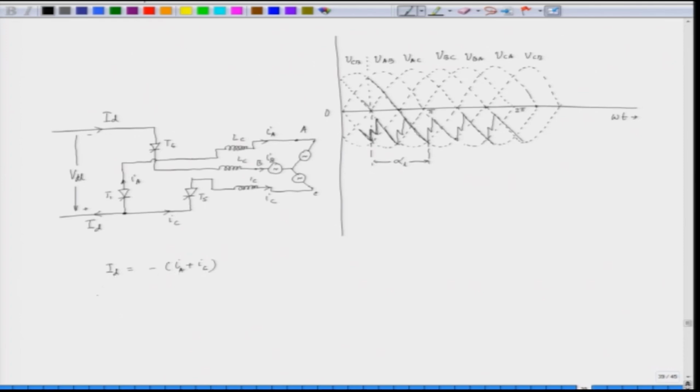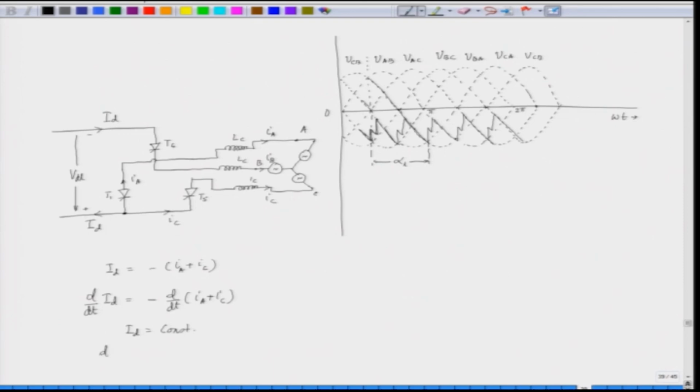So, we can differentiate this: d by dt of ID is equal to minus d by dt of IA plus IC. ID is constant, the DC link current is almost constant.